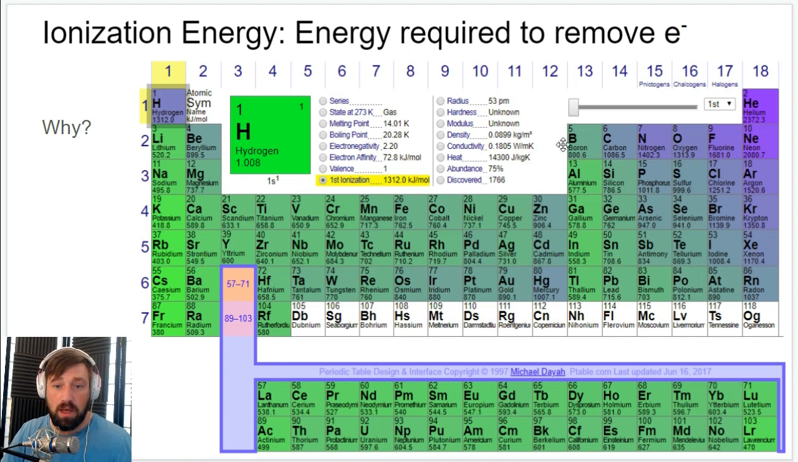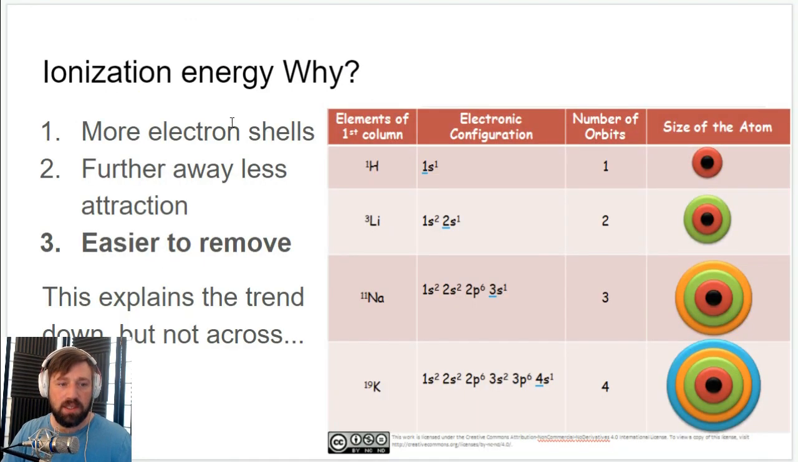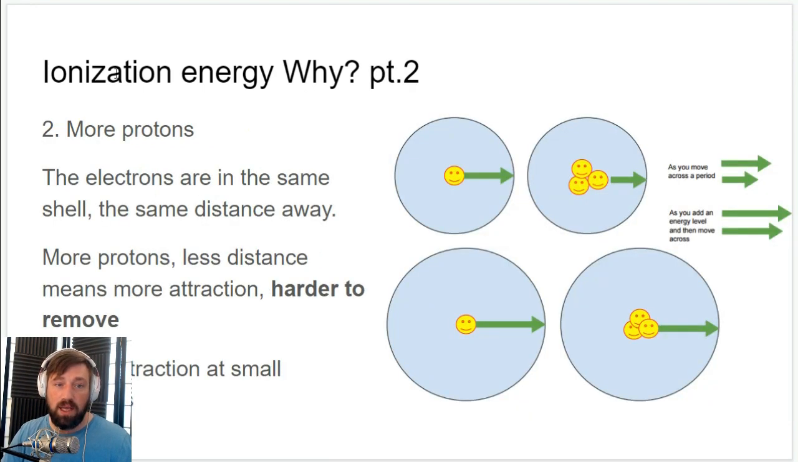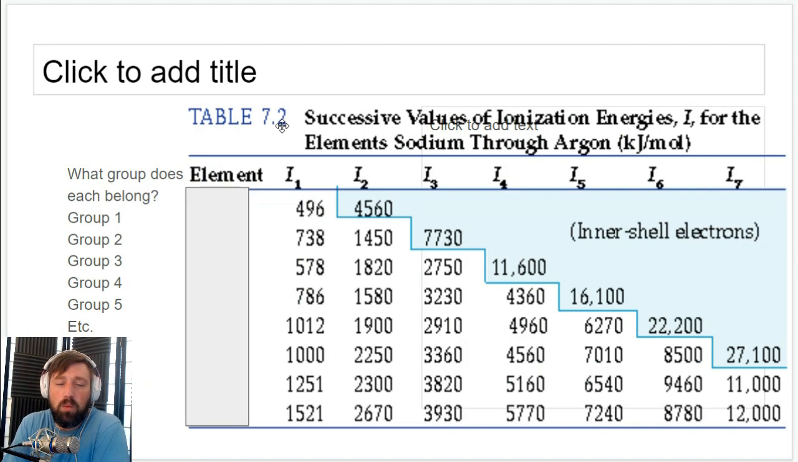It's going to be nuclear charge moving across this way, and distance of valence electrons from the nucleus going up and down. So exactly as I said before, ionization energy, they're easier to remove when you're going down because you have more electron shells further away, less attraction, easier to remove. And again, as before, more protons means that the electrons are the same distance away from the shell. It's going to be harder to remove if there's more protons because there's going to be more of an attractive force going on. All right. So this is going to be one way that you're going to be seeing ionization energy.